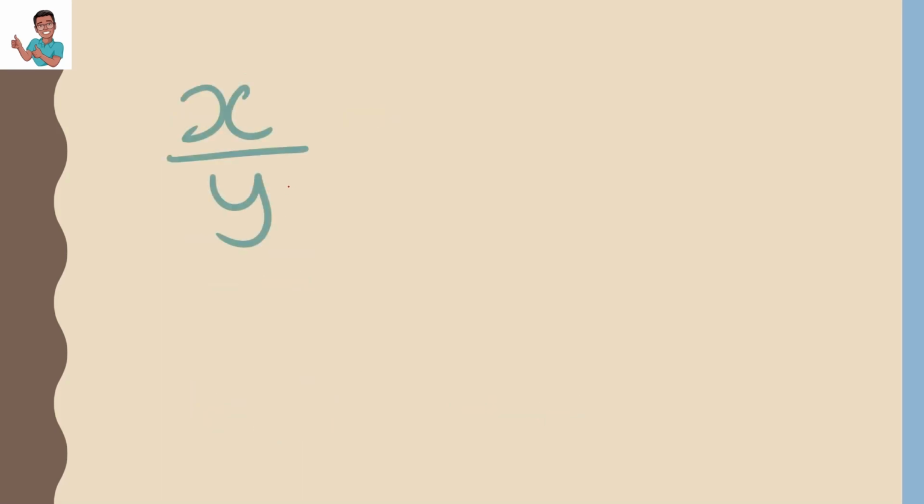And this is a simple one, x over y. We have said that when we have a fraction, it will be like writing division. So this is simply equal to x divided by y.